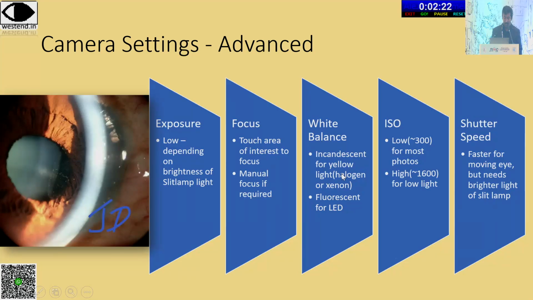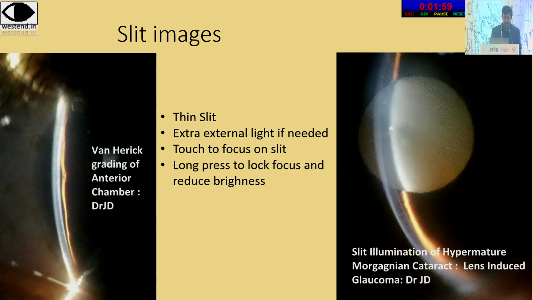Yellow light, you adjust to halogen. ISO is low for most photos, but if it's very low light, you can adjust it a little higher, but you get more grain. So quality reduces, but you get better, brighter pictures. Faster shutter speed is better. So you try to get the best of these, adjusting all of them.